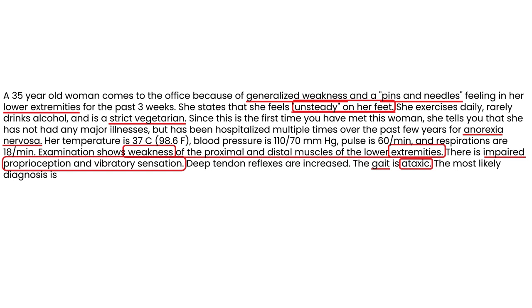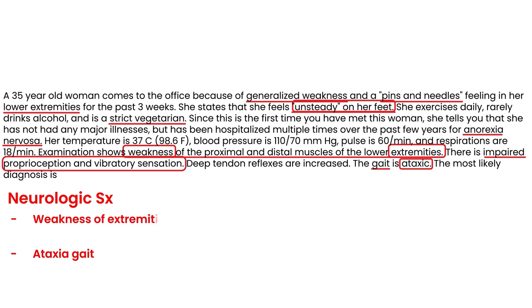The most likely diagnosis is, I wasn't able to fit in the answer choices, but if you remember earlier in the presentation, we talked about the neurologic symptoms of vitamin B12 deficiency, and those included ataxia of the gait. They included weakness of extremities, and they also included problems with sensation, either proprioception or vibratory. And all of those things are mentioned in this vignette.